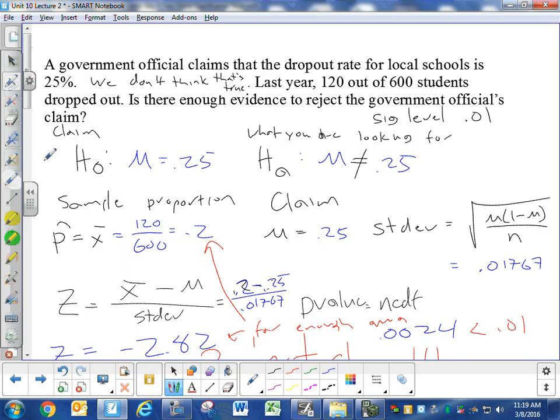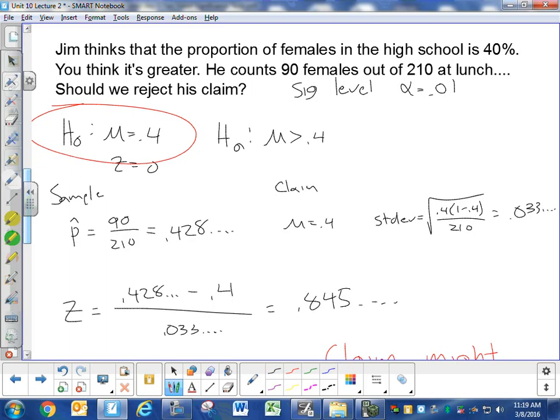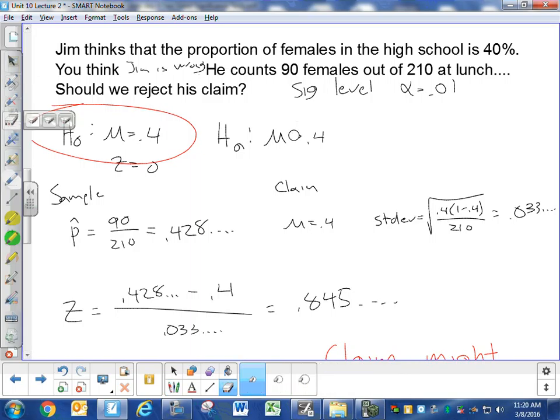Okay? Look at the next problem that we did. Jim thinks that the proportion of females in the high school is 40%. You don't like Jim, and you like to pick on Jim, so you just say, Jim, you're wrong. You think Jim is wrong. You don't care. You're not going to offer up your own opinion. You're just going to pick on Jim. This becomes this.